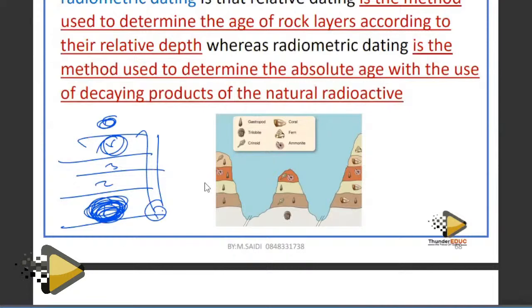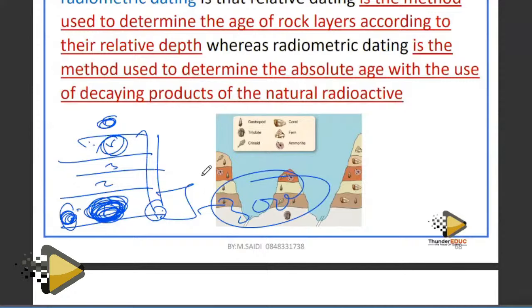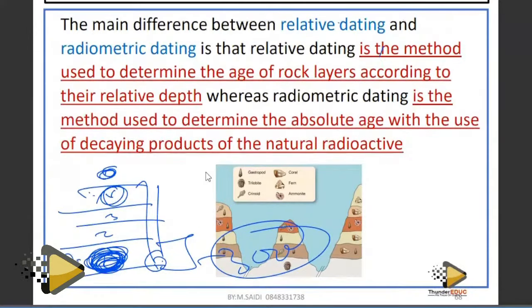So basically, you'll find the oldest in the lower layer and the youngest in the upper layer. Then you know that the rock found here, how many million years ago did it exist? If it is around 300 million years, then definitely this organism existed 300 million years ago, something like that. You are relatively dating. When did it exist? You understand?